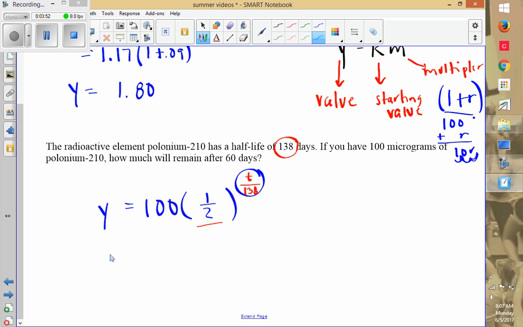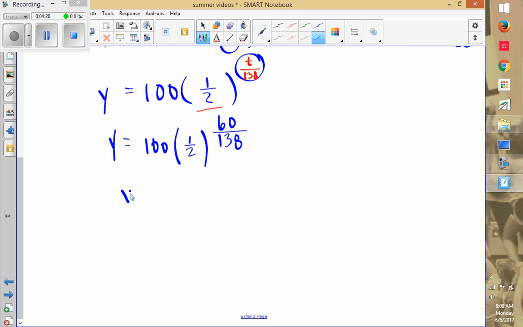So in this case, I have 100 times 1/2 to the, now I want to know what's left after 60 days. I can tell you right now, just by looking at this problem, that 60 is not a full half-life. There's going to be more than half of the element left over, because 60 is not a full 138 days. When I plug that into my calculator, I'm going to end up with 73.981 micrograms. Make sure your units match what the problem says.